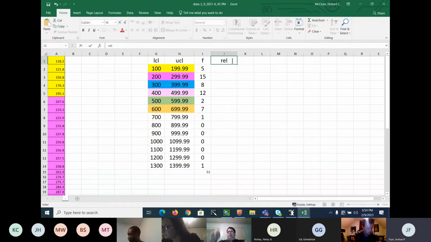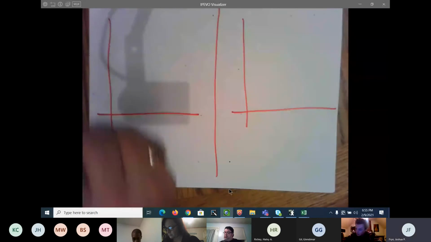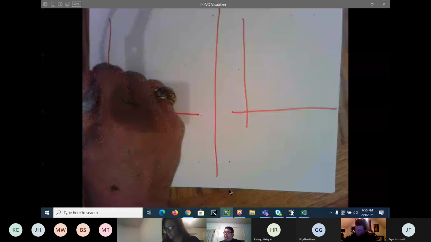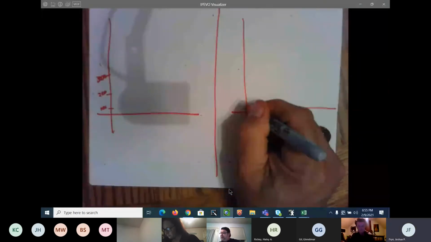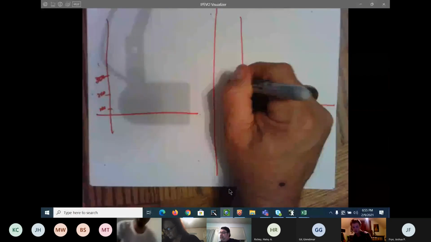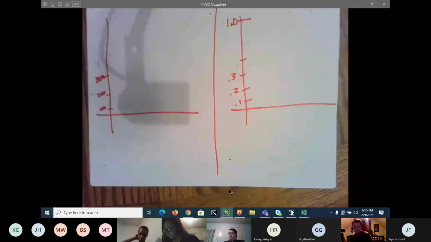Just draw an X and a Y axis like this. I want everybody to draw 2 graphs. I want you to divide your paper like that and draw a graph here and a graph there. This will be just like your 100, 200, 300, and so on up to 1300. And then this one, you got to do decimals, 0.1, 0.2, 0.3, up to 1.0, because it's decimals.